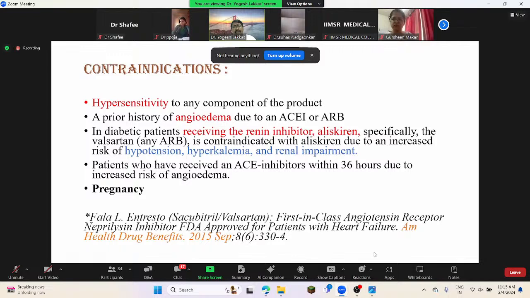Contraindications, as we know, hypersensitivity to this molecule, angioedema, as with ACE inhibitors and ARBs. Renin inhibitor aliskiren has to be avoided as a combined therapy, because the patient may land up in severe hypertension, hyperkalemia, or renal impairment.